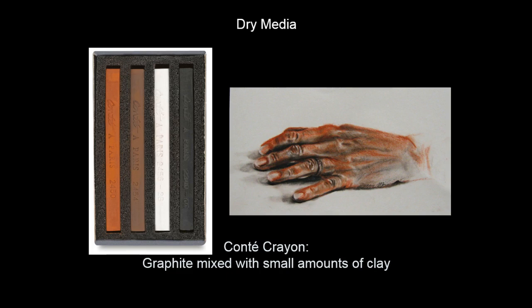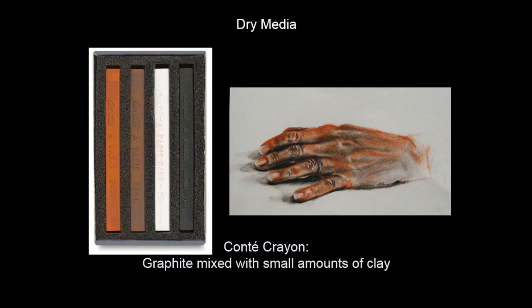So one of the things about Conte Crayon is that it gives you tone. It gives you some color. But think about it. It's clay. So it's earthen material. So the only colors you're going to get out of Conte are going to be the kind of colors that you'd find in the soil. Reds, browns, blacks, and maybe even whites.